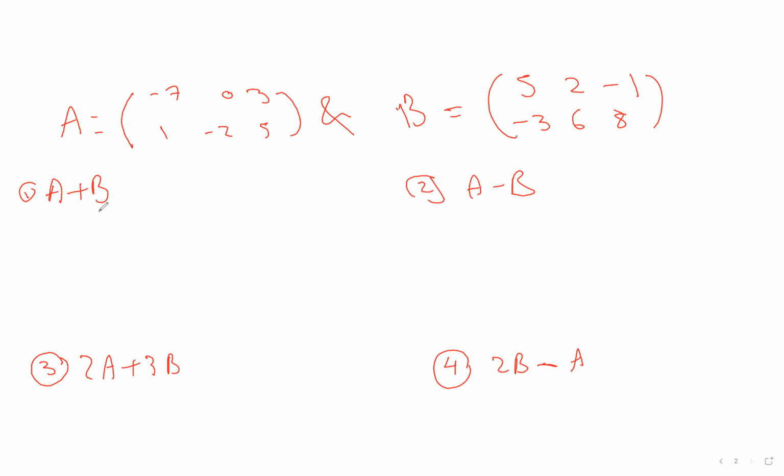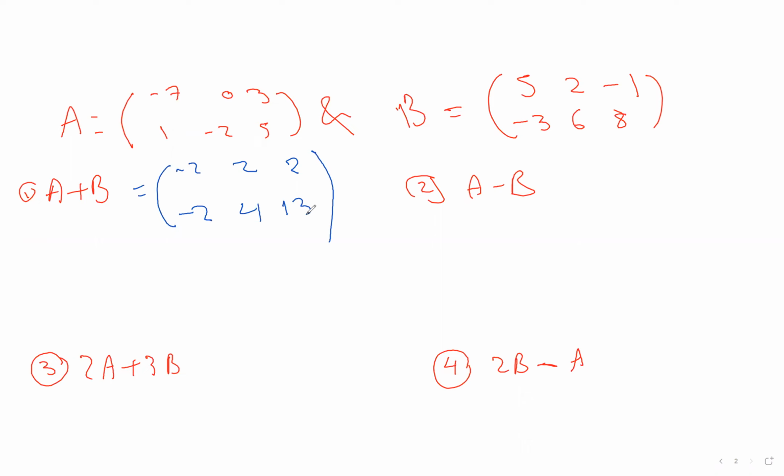Let's solve number 1. We need a plus b. Normally add their items according to their arrangement. Negative 7 plus 5 is negative 2. And the second with the second, 0 plus 2 is 2. And the 3 plus negative 1 is 2. And 1 plus negative 3 is negative 2. Negative 2 plus 6 is 4. And 5 plus 8 is 13. Okay, normal addition.